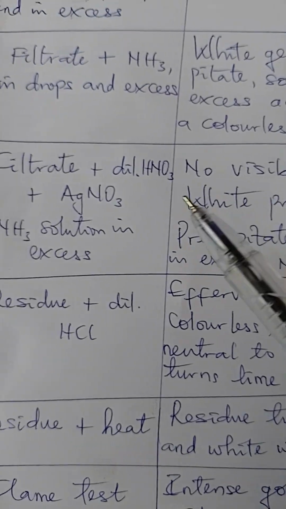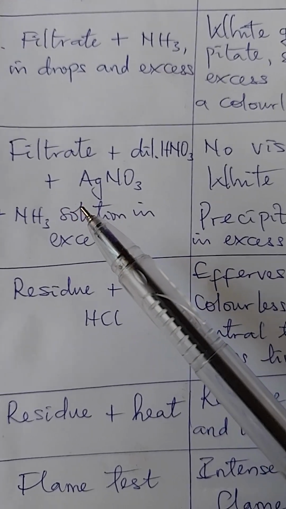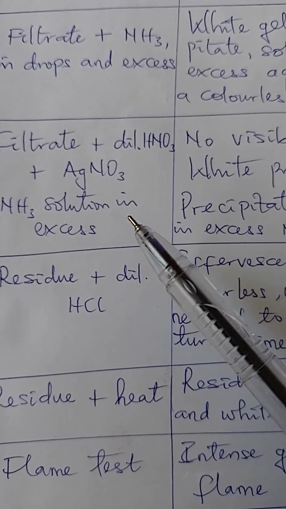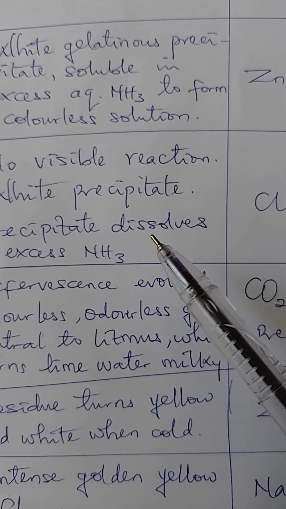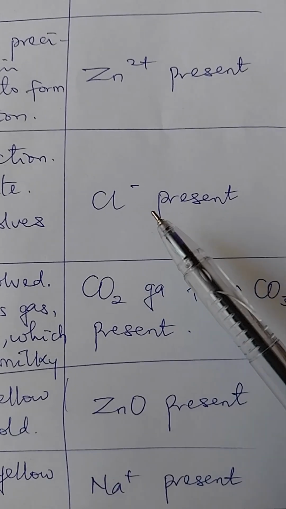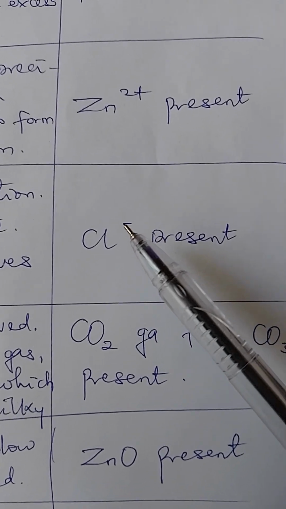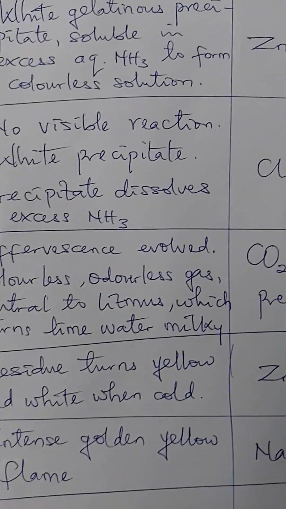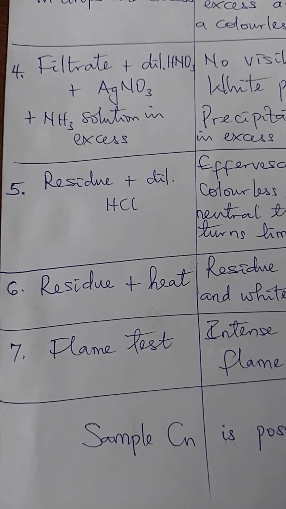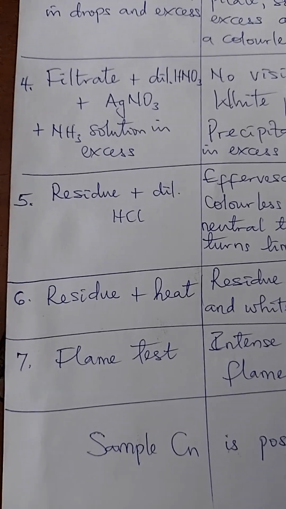You put another full stop, then you come to add your ammonia. And when you add ammonia solution in excess, you discover that the precipitate dissolves in excess ammonia. And that confirms the presence of what? Chloride ion. So you write under inference Cl minus present. All right? Then I think that should be all for the filtrate.